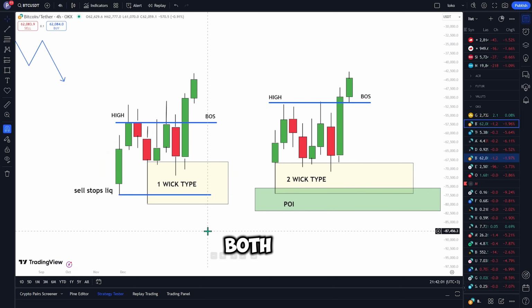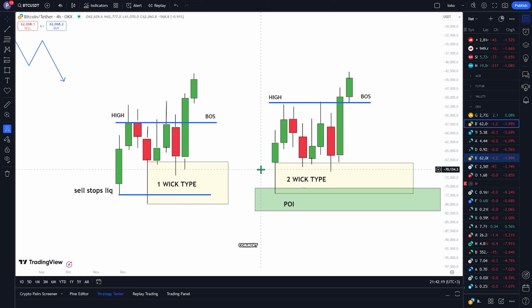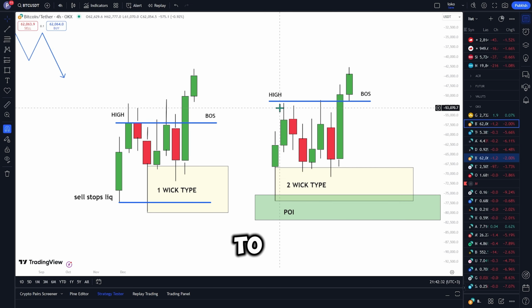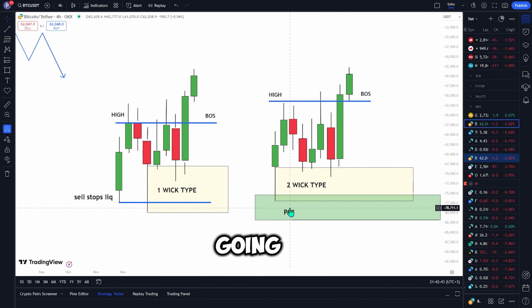You may notice that it looks similar to an order block, and you are right, because it's our order block on the higher time frames. If you noticed it, write it in the comments and I will like your comment. In the second wick type, you also need to wait for the breakout of structure, confirm it on the lower time frames, wait for the test of the point of interest, and only after that you can enter the trade.